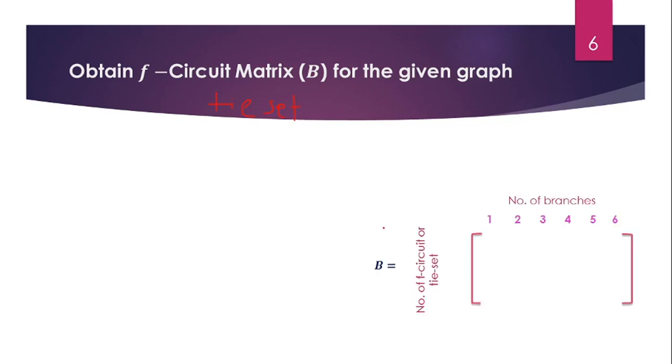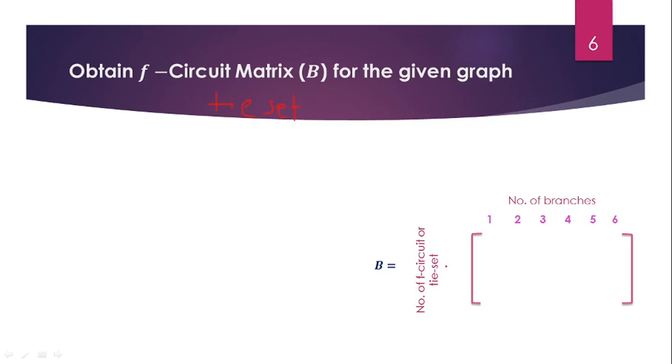For the given graph, we have taken the same graph as we have seen in the previous circuit matrix. So how can we form the circuit matrix? The fundamental circuit matrix is a matrix between the number of branches, in the previous graph we have taken 6 branches, we keep them as they are, versus the number of fundamental circuits or tie sets, the number of possible loops. Indirectly we can say the mesh.